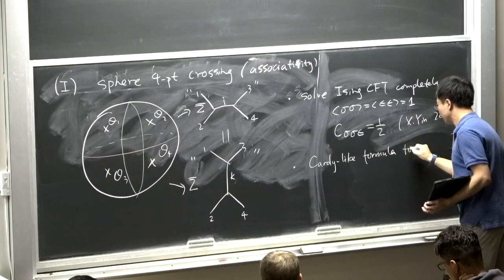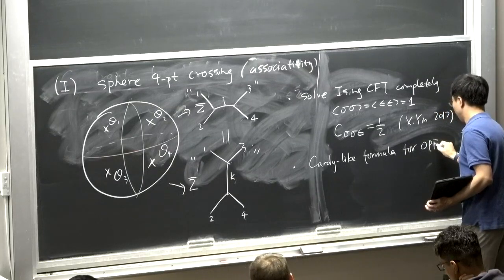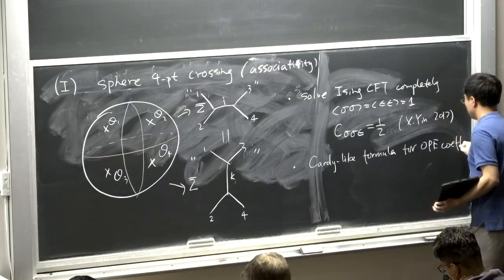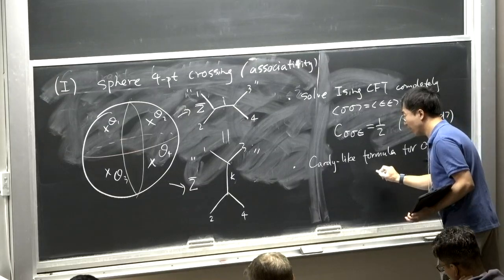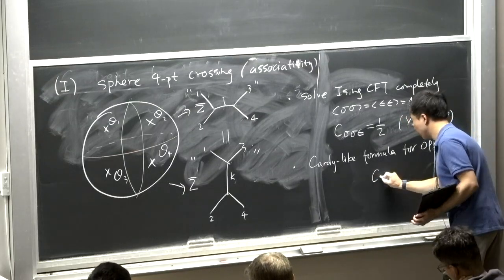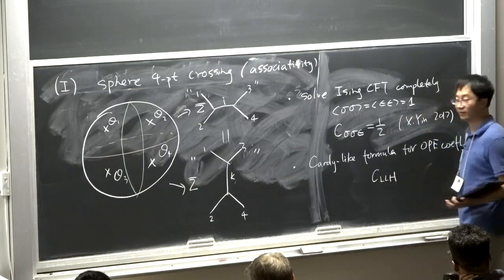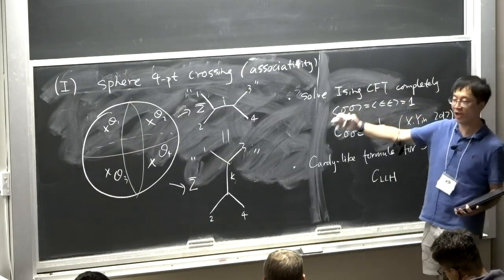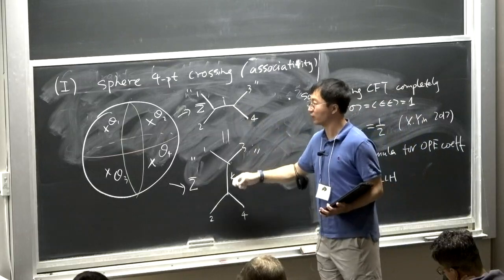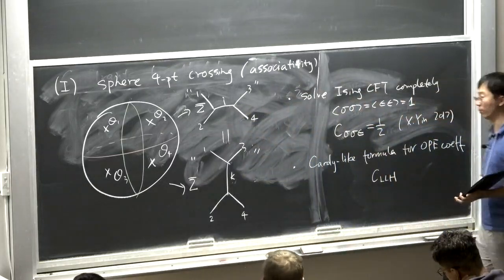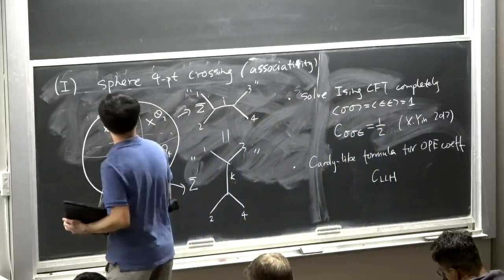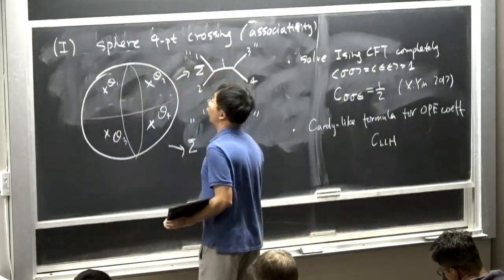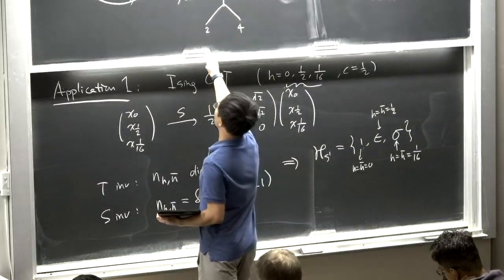For OPE coefficients that you can deduce by analyzing this crossing equation, these apply to OPE coefficients that involve 2 light operators and 1 heavy operator. The heavy operator is again being exchanged in the middle, and 1, 2, 3, 4 are taken to be light. So that's the 4-point crossing constraint.